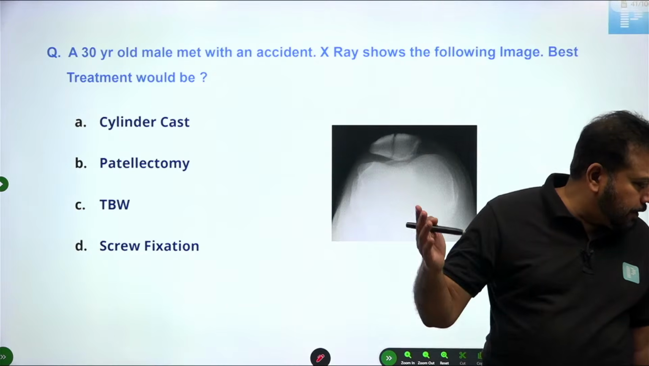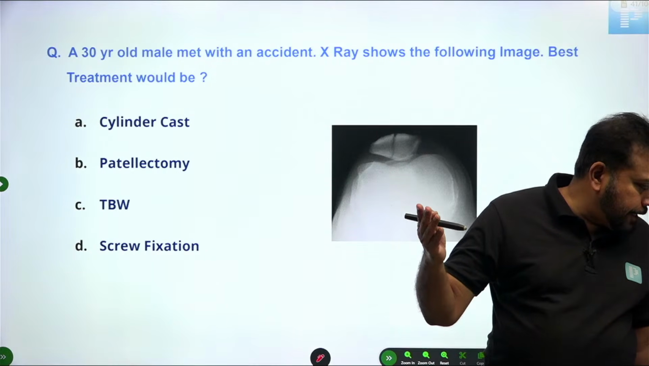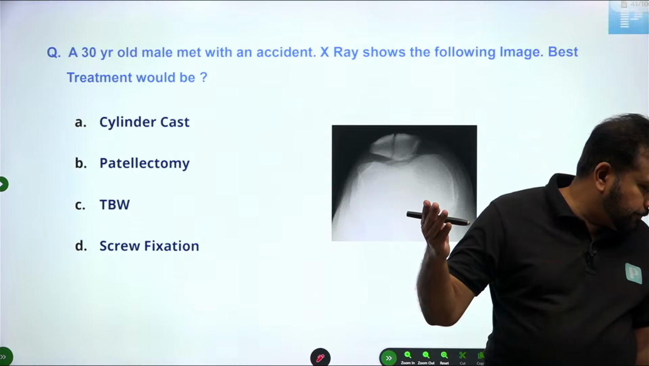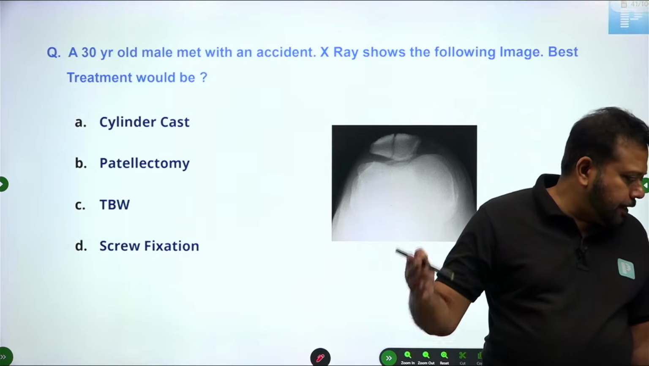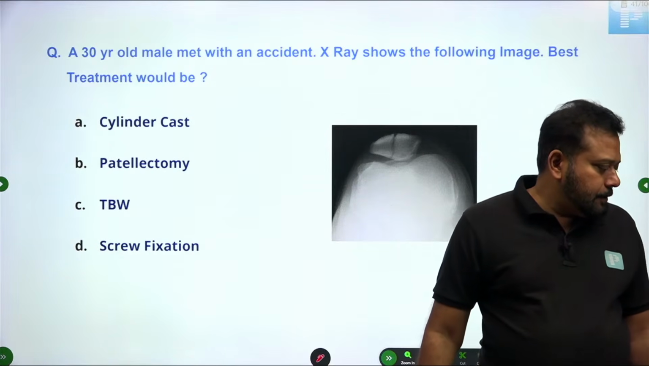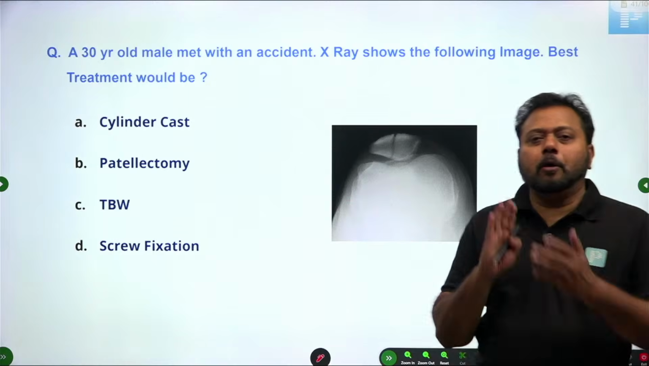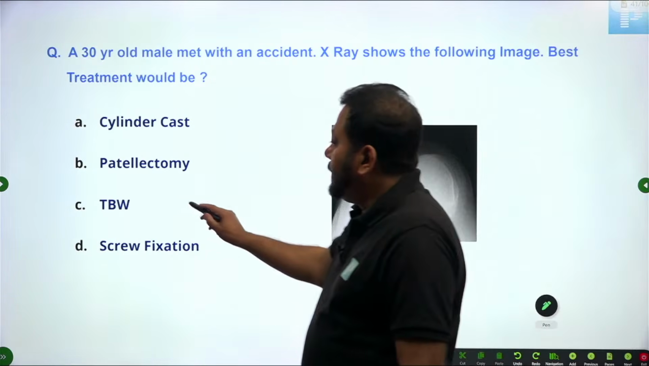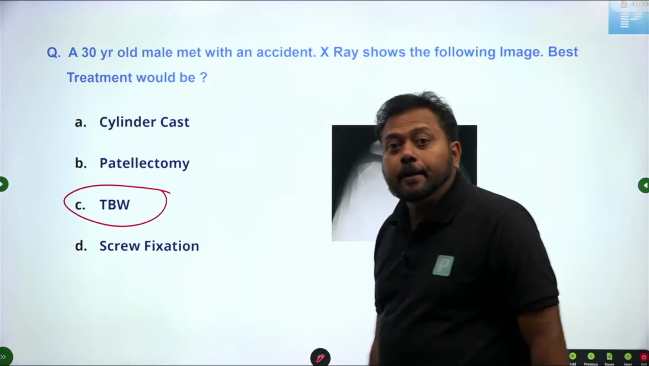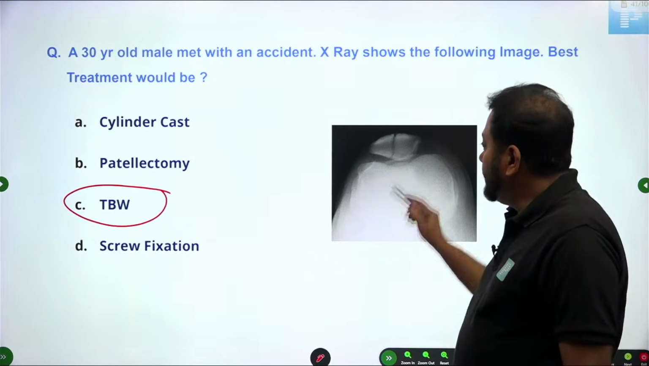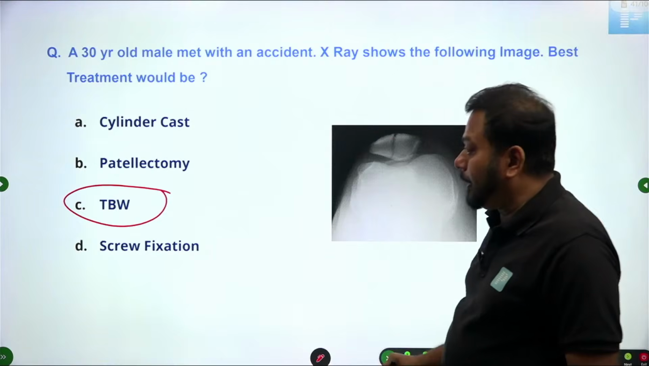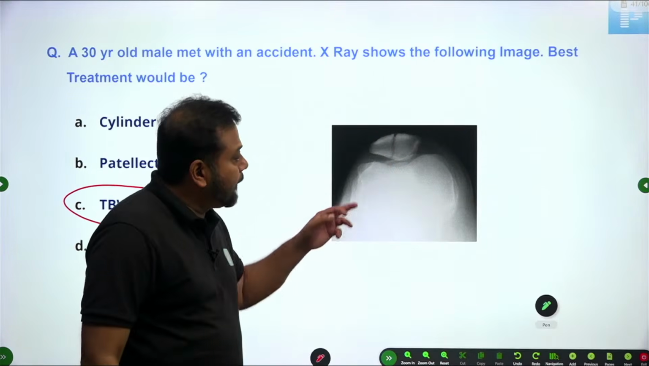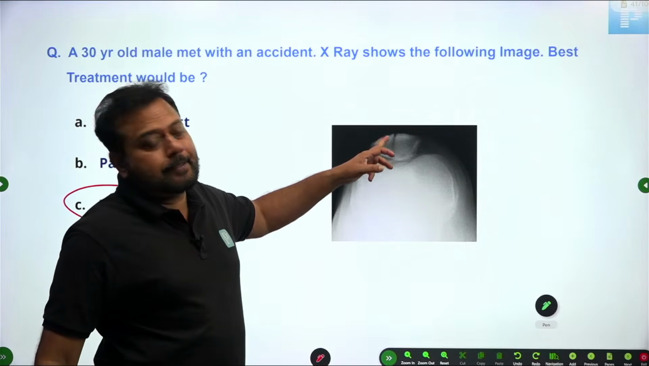Yes, the right answer has been given. Marvelous. Many of you have given the right answer. The right answer is tension band wiring. Okay. So this is a case of fracture patella. Why am I using the word tension band wiring? When I see this X-ray, this is skyline view.